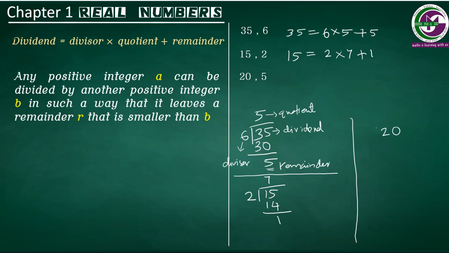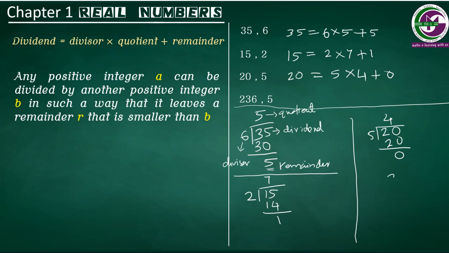Now we'll move to the next, 20 and 5. So 20 divided by 5. How many times? We know 4 fives are 20. Remainder is 0. So we can make a relation: 20 equals divisor 5 times the quotient 4 plus the remainder 0. And the last example, 236 and 5.